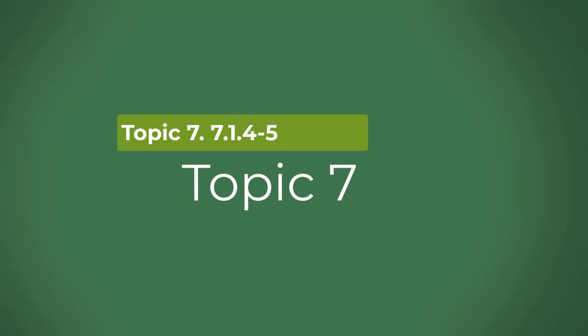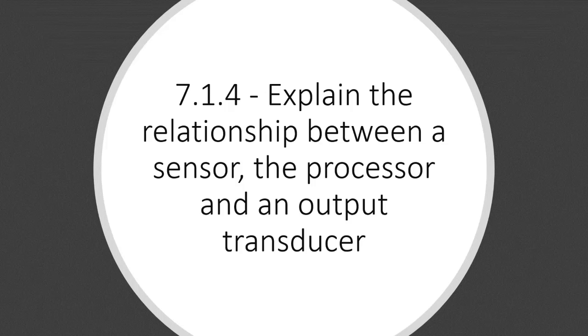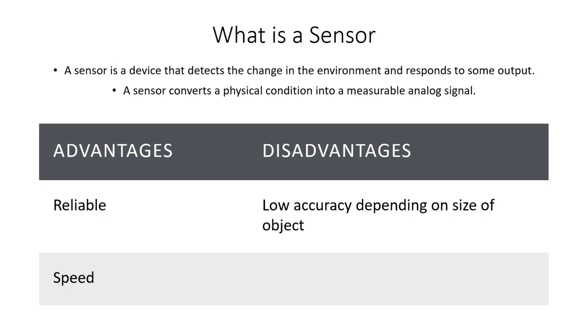So 7.1.4 is to explain the relationship between sensors, the processor, and the output transducer. A sensor is a device that detects changes in the environment and responds with some output. A sensor converts physical conditions into a measurable analog signal. Advantages are that they're reliable and quite quick, but they have low accuracy depending on the size of the object they're measuring.